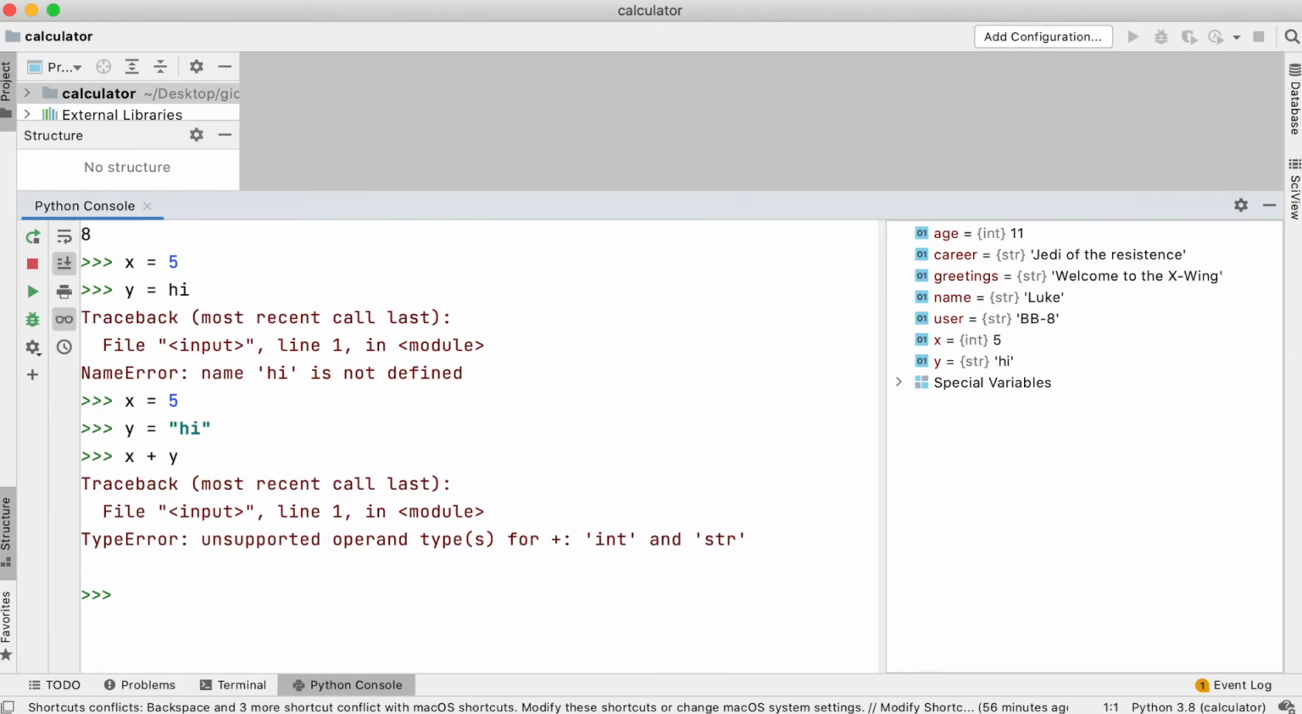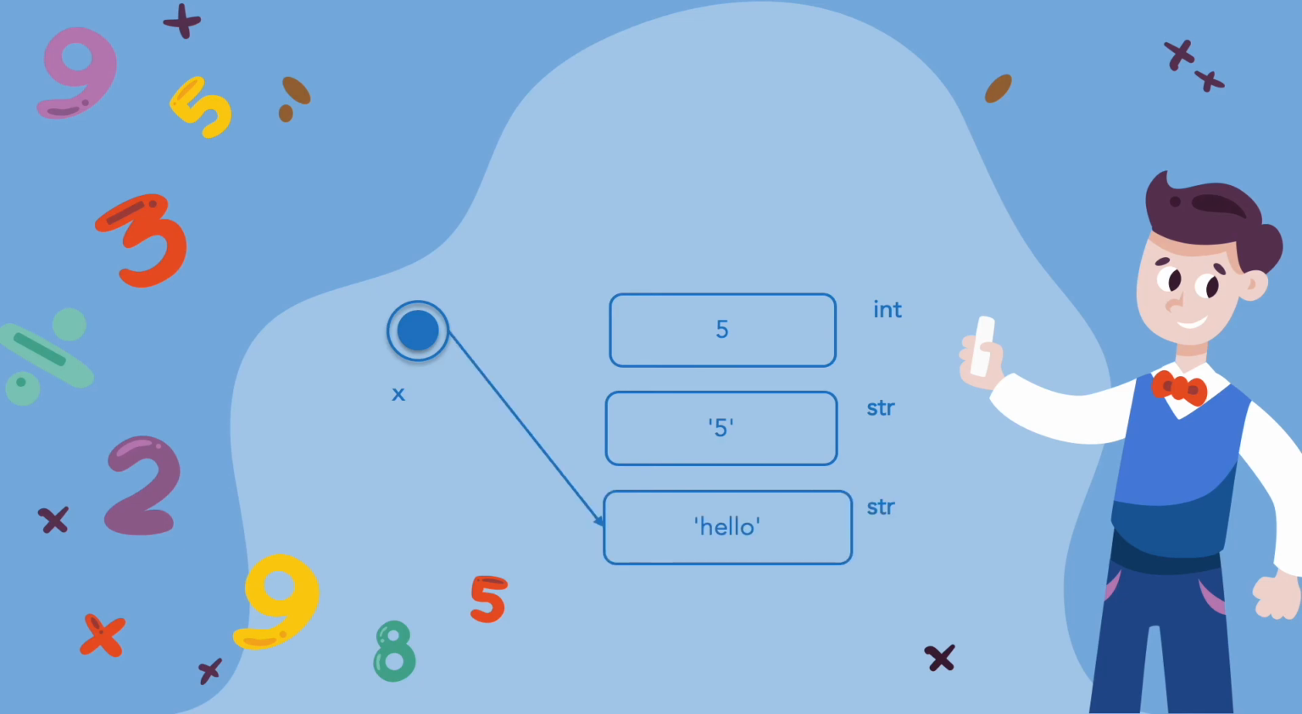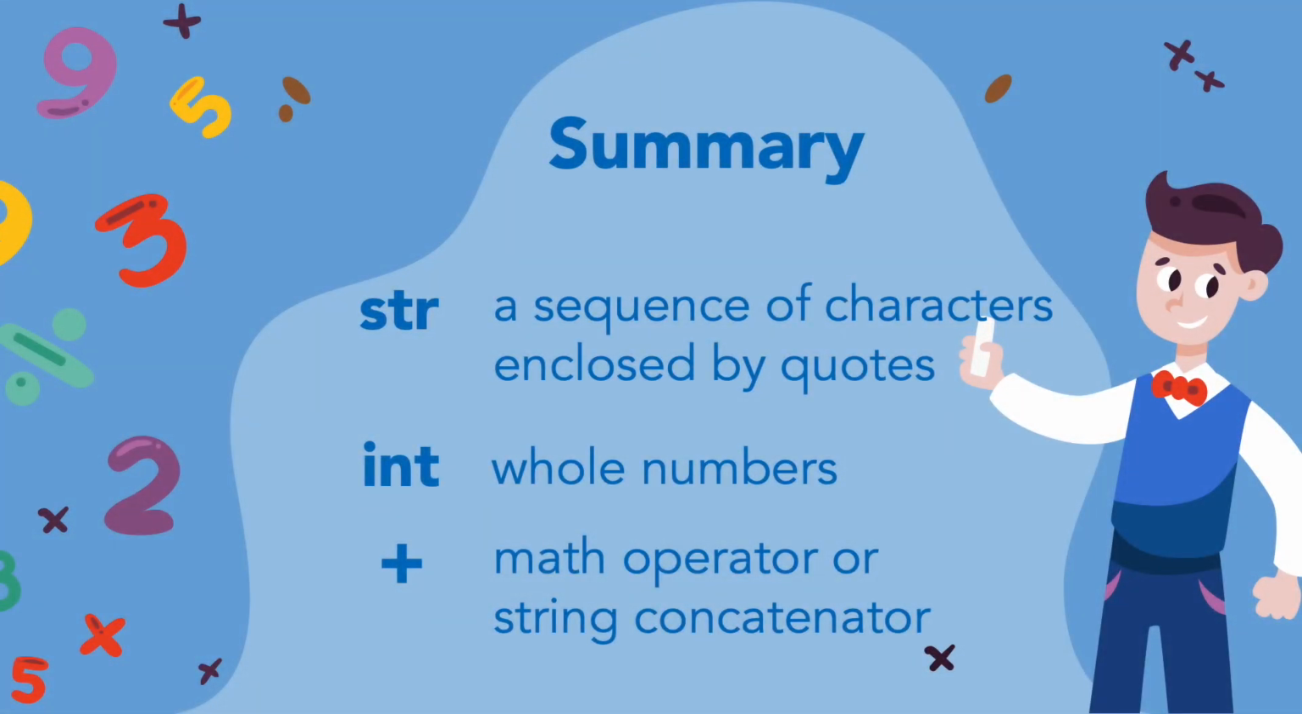In summary, this video showed that variables are pointers to data or objects. In Python, variables are flexible and can point to different kinds of objects. Each object has a specific type, such as string and integer. A string is a sequence of characters enclosed by quotes, while an integer is a whole number.